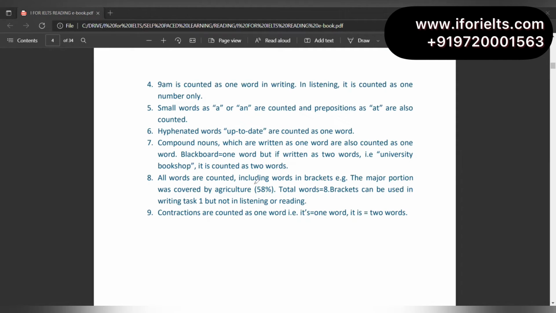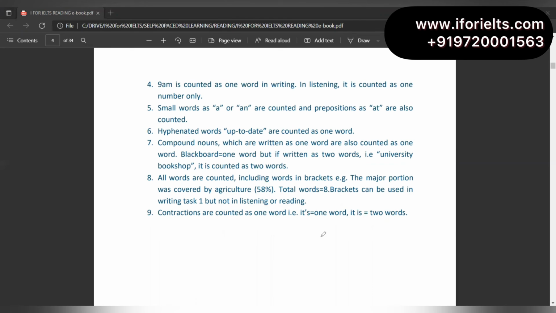All words are counted, including words in brackets. For example, the major portion was covered by agriculture, in brackets 58%. So 58% is also counted. Total words become 8. Brackets can be used in writing task 1, but not in listening or reading. If in listening or reading you are using brackets, then your answer will be wrong.